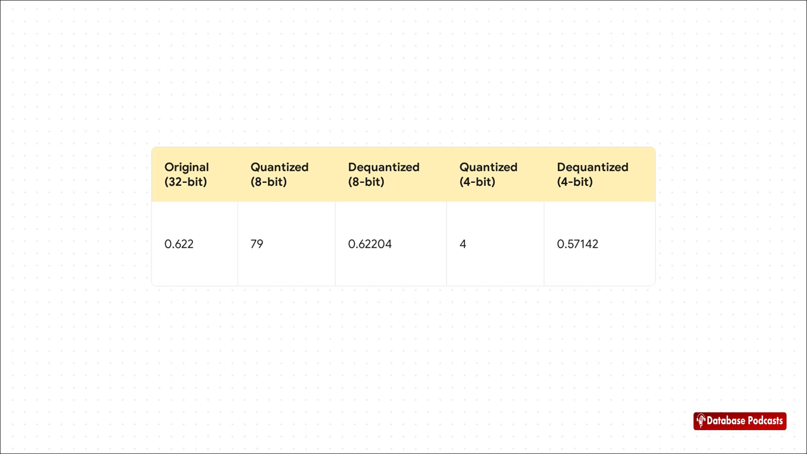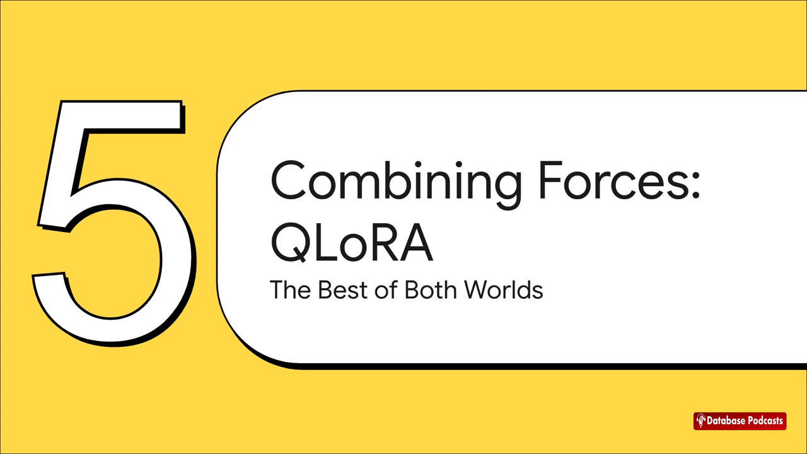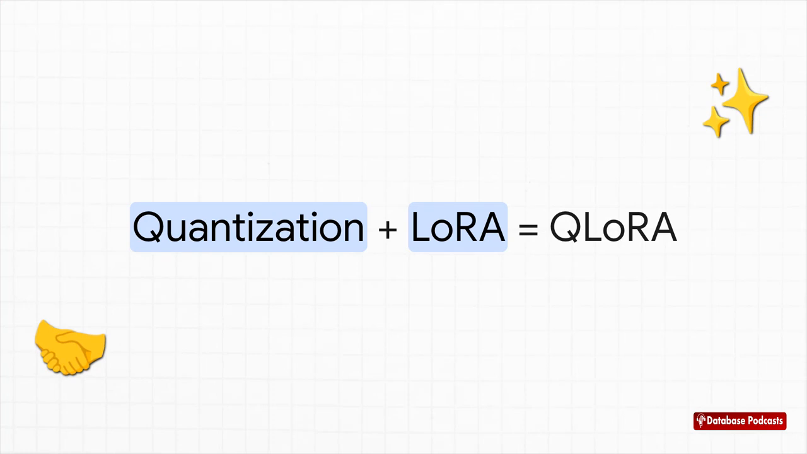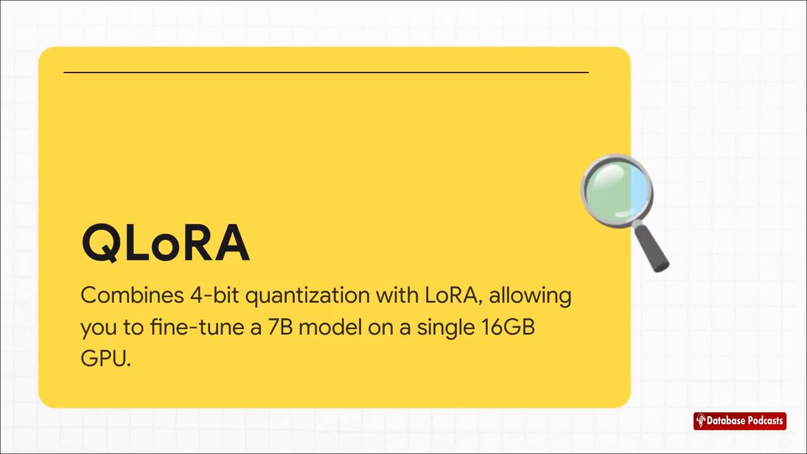All right, we've seen LoRA for smarter training, and we've seen quantization for smaller models, so you know what the next logical question is: what happens if we smash them together? You get QLoRA. It's a simple formula, but it represents one of the most powerful and efficient fine-tuning methods we have today. And honestly, QLoRA is a total game changer.